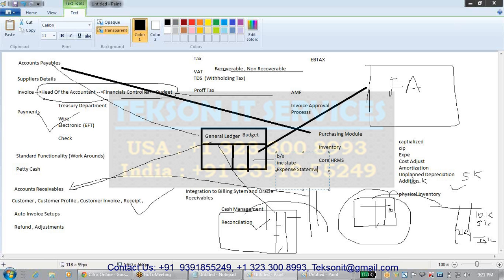So this concept we will learn in Oracle Financials. We'll try to take one industry and study this module.